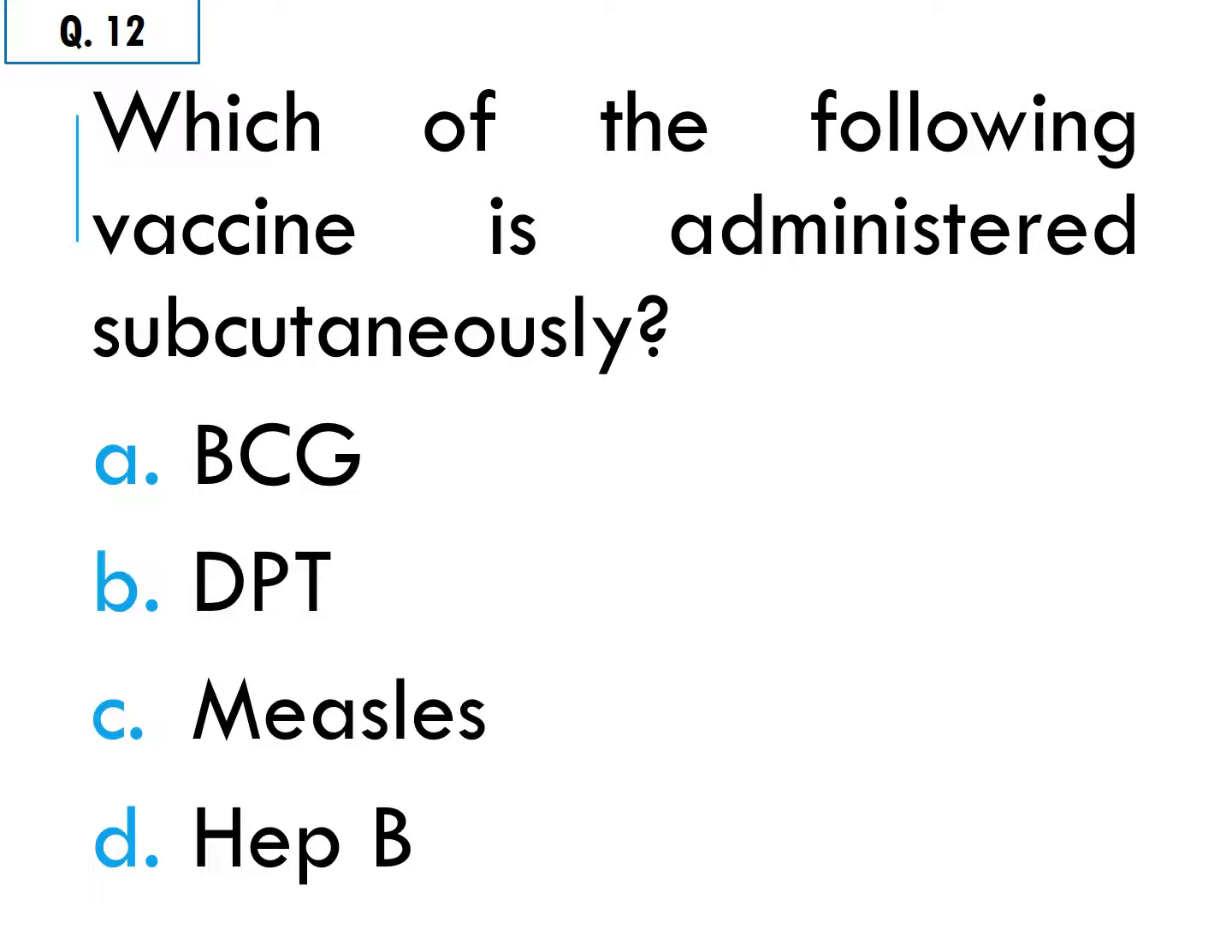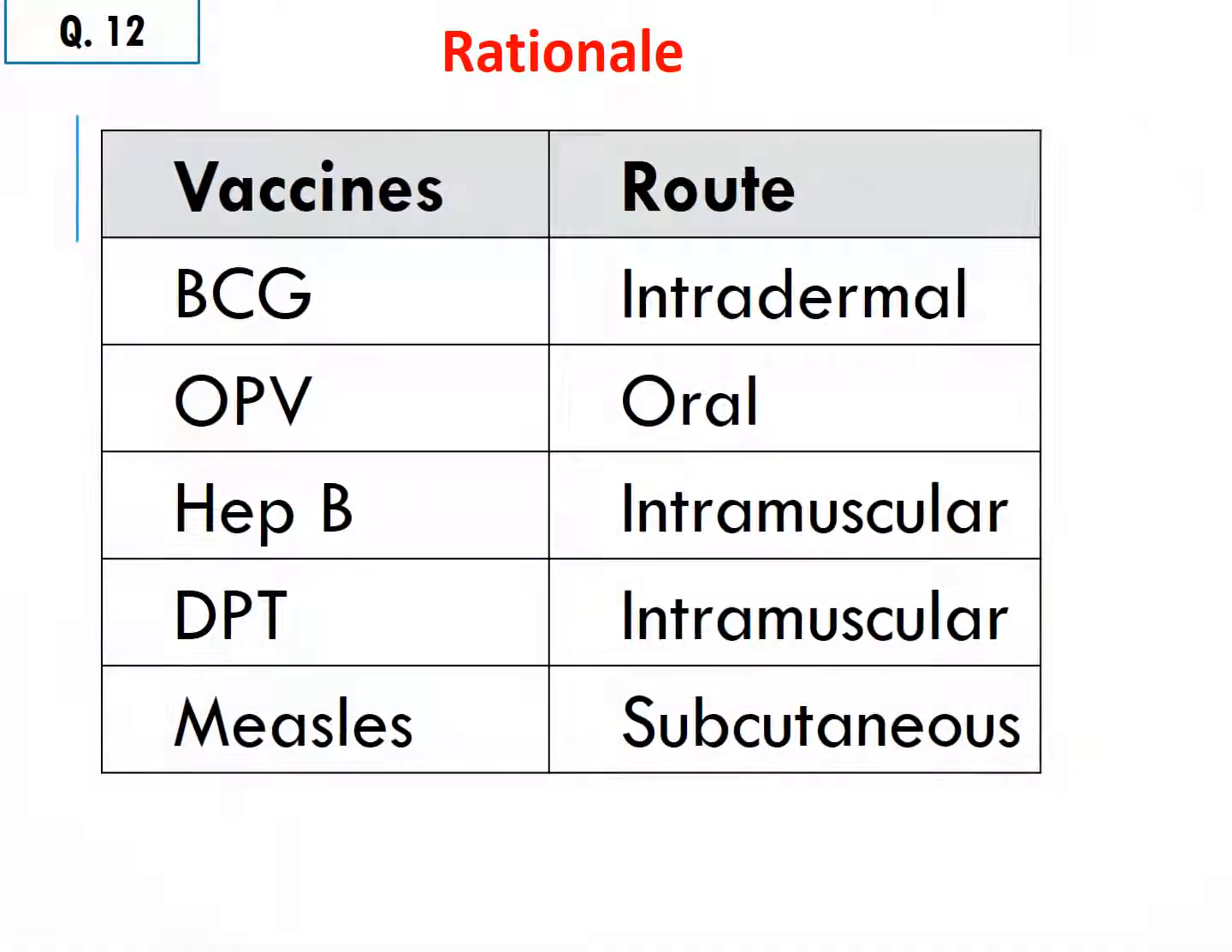Question number 12. Which of the following vaccine is administered subcutaneously? And the options are BCG, DPT, measles, and hepatitis B. So the answer is measles vaccine is administered subcutaneously. Let us see, in the national immunization schedule, BCG vaccine is given by intradermal route. OPV is the only vaccine given orally, hepatitis B and DPT by intramuscular route, and measles is the only vaccine which is given subcutaneously.